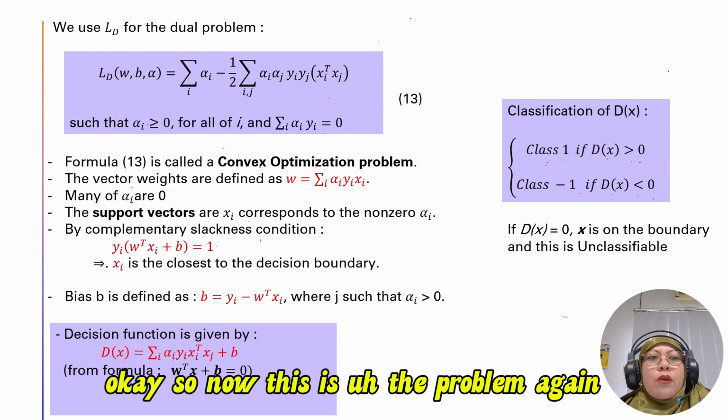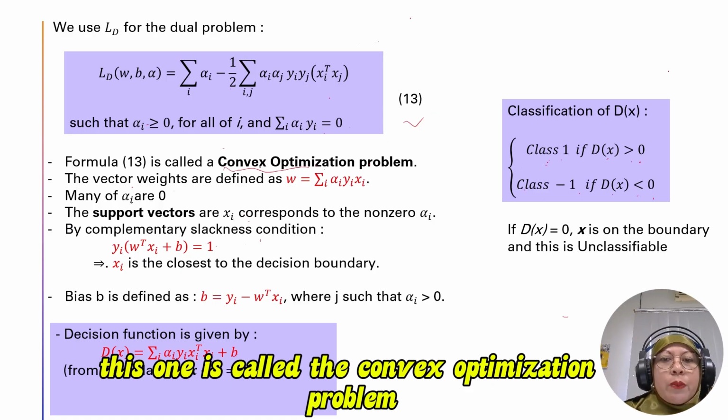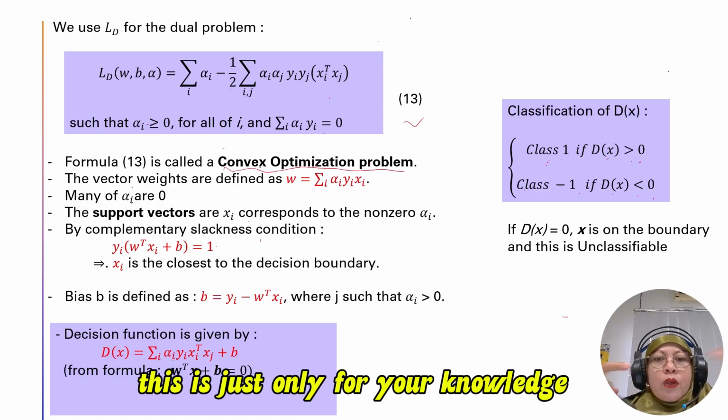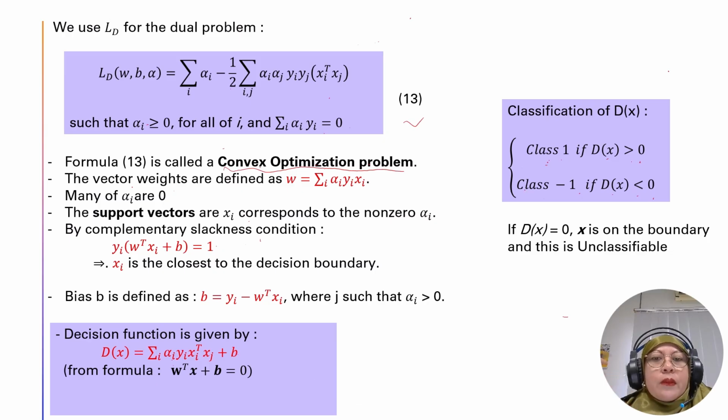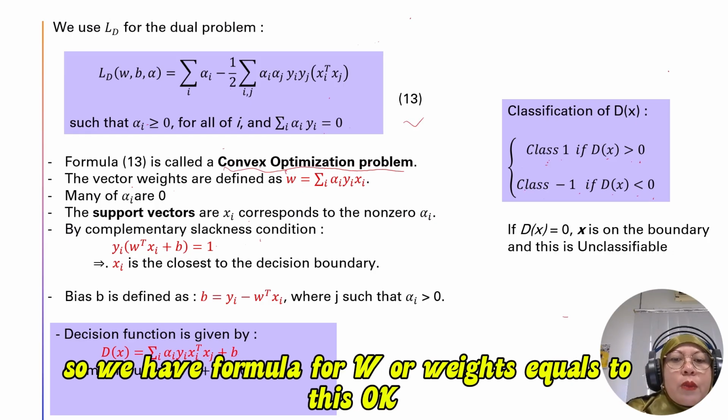So now this is the problem, and this one is called the convex optimization problem. This is just for your knowledge. And then there are some terms that we can understand here. So we have the formula for w, or weights, equals to this.